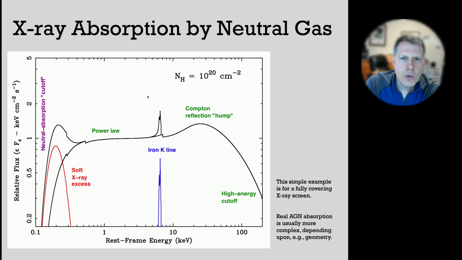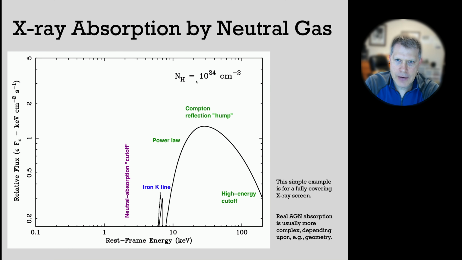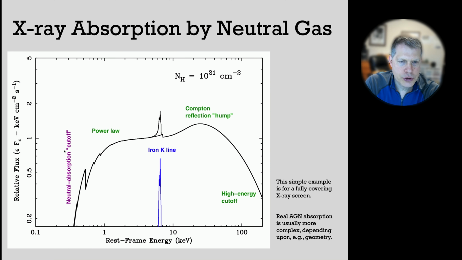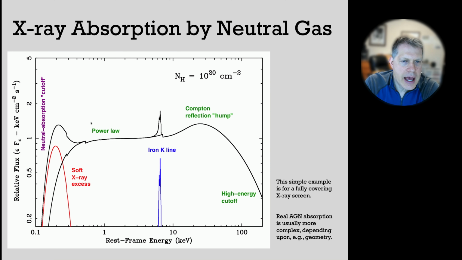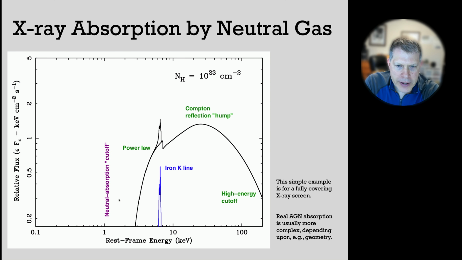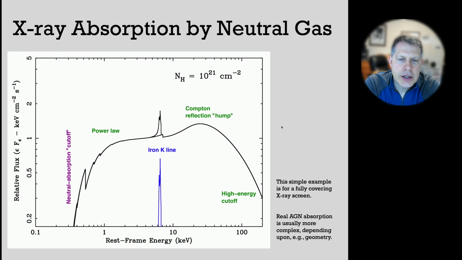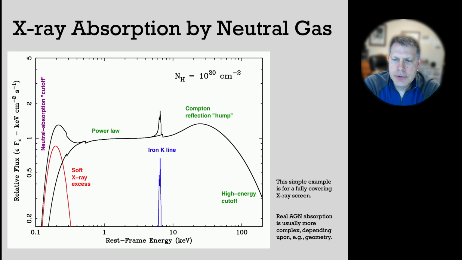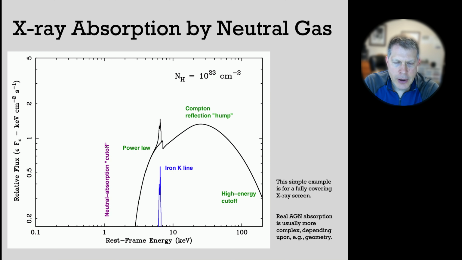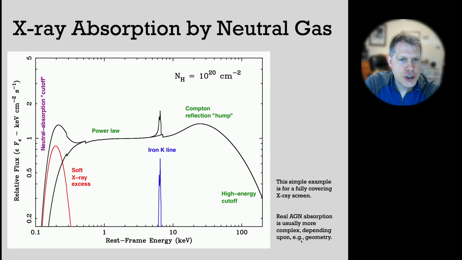And what essentially happens is, as you increase the amount of obscuring material, following this sort of column density here, the amount of X-ray absorption grows and basically imposes an absorption cutoff that systematically marches upward in energy as you increase the column density, as you're seeing here. Okay, now in reality, oftentimes AGN absorption is much more complex than the simple picture that I'm showing here, depending, for example, upon details of the geometry.